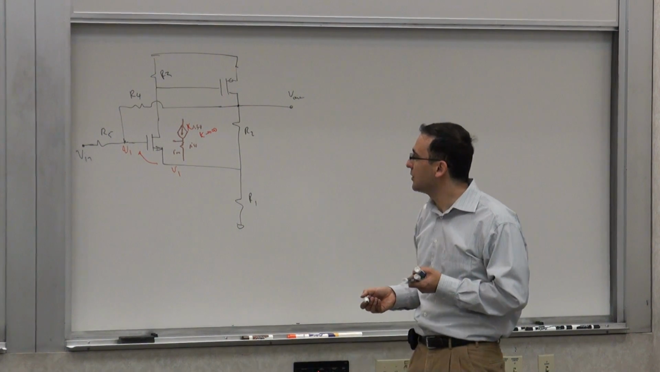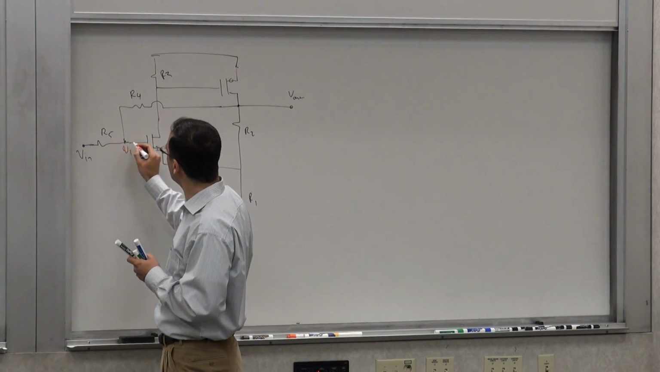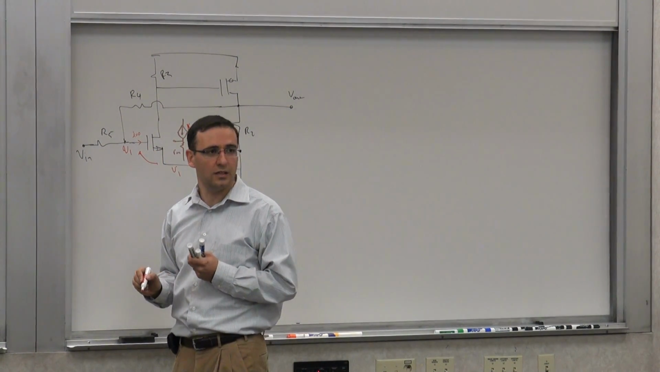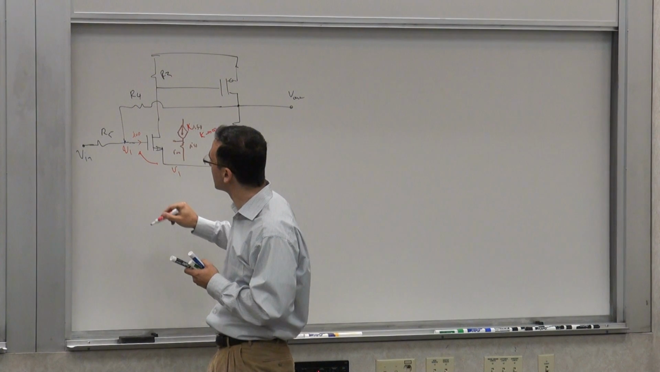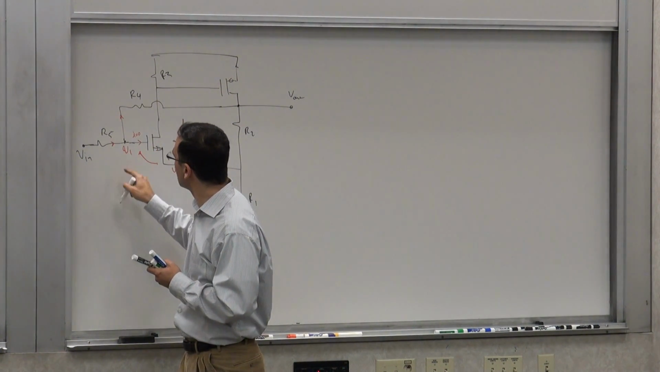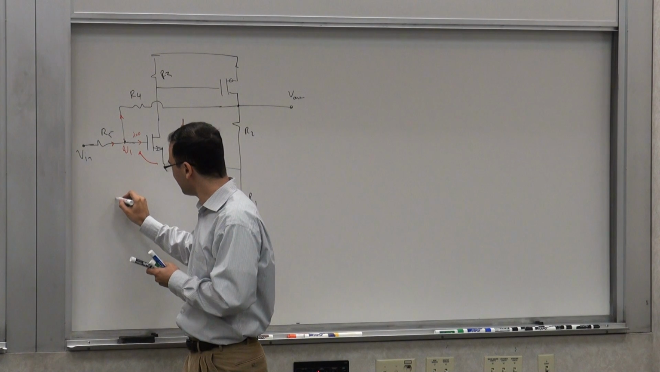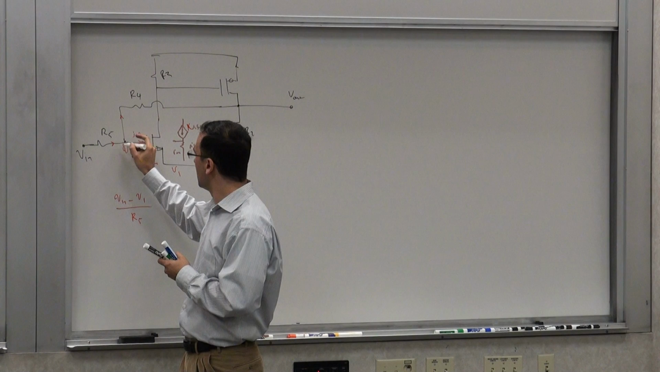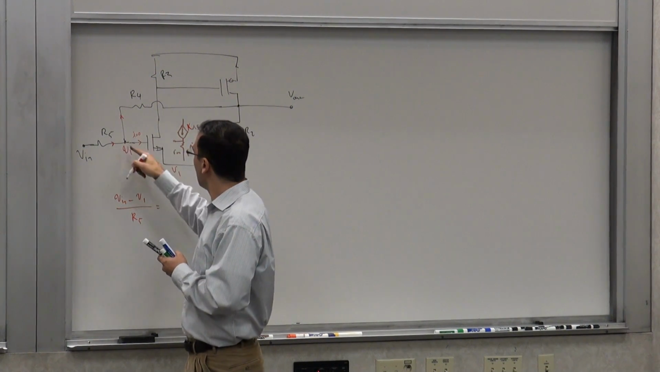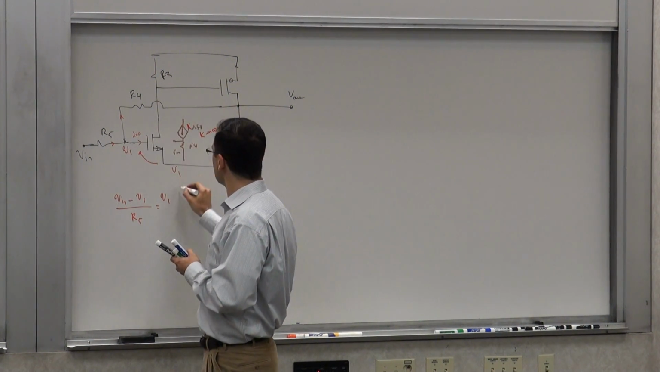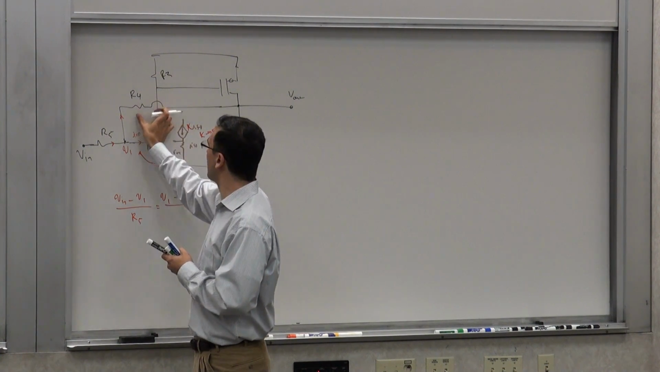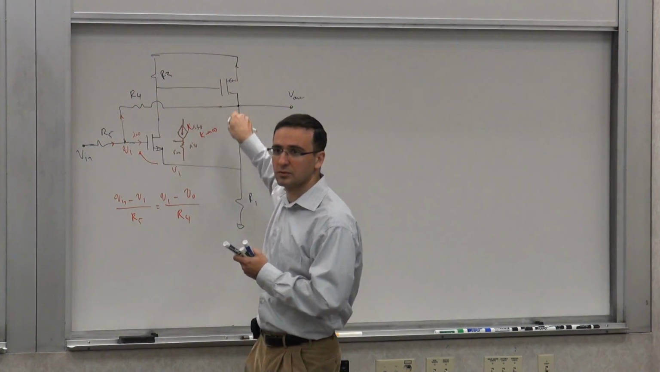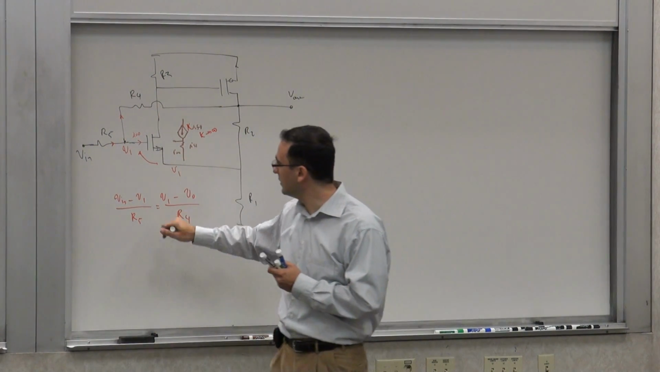But then I know a couple of things. I know this current is 0, because this voltage is 0, so there's no current flowing through here. So this current has to be the same as that current. And this voltage is the same as that. So I know (Vin minus V1) divided by R5, this current, is equal to (V1 minus Vout minus VO, which is the voltage drop across this resistor) divided by R4. So I'm saying that the current through this resistor is the same as the current through that resistor. That's what I'm saying here.